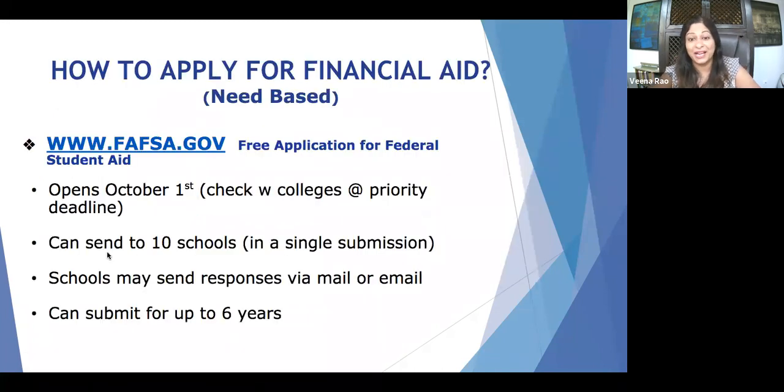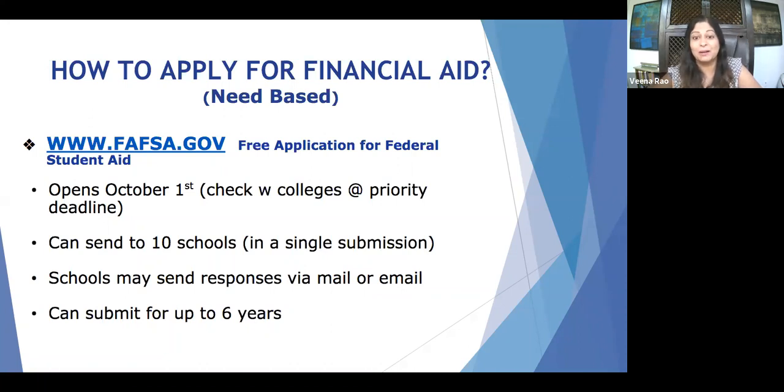How do you apply for financial aid then? Well, you go to the FAFSA.gov website and start an application for federal student aid. The applications open October 1st. So don't do anything right now.